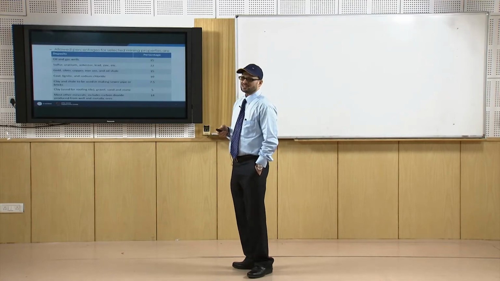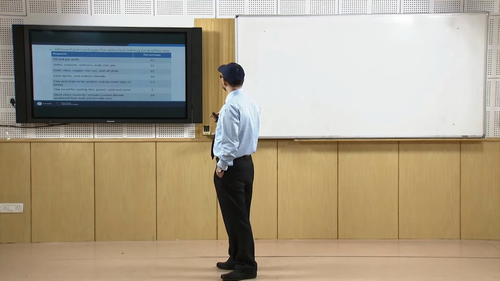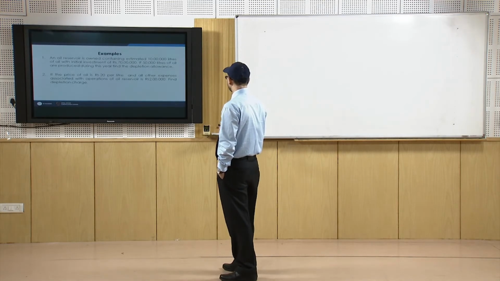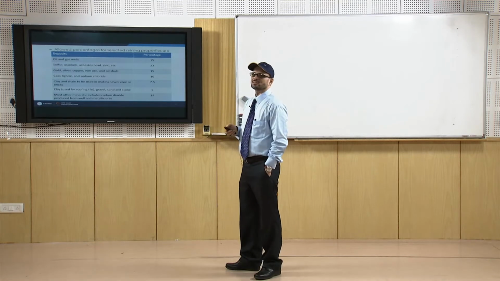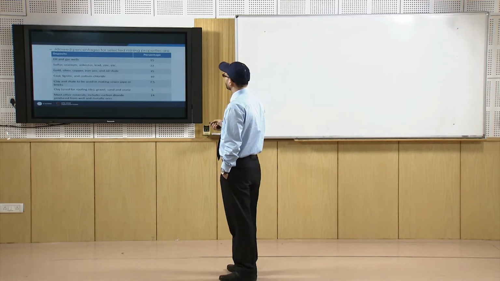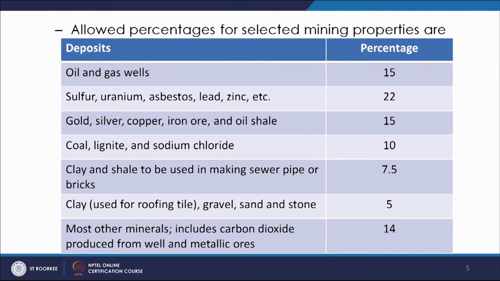Based on the US survey, certain percentages have been defined. Oil and gas wells are said to be 15%; sulphur, uranium, asbestos, lead, zinc are treated as 22%; gold, silver, copper, iron ore and oil shale, it is 15%; coal, lignite and sodium chloride 10%; clay, shale, all these 7.5%; clay, gravel, sand and stone 5%; and other minerals are under 14%.